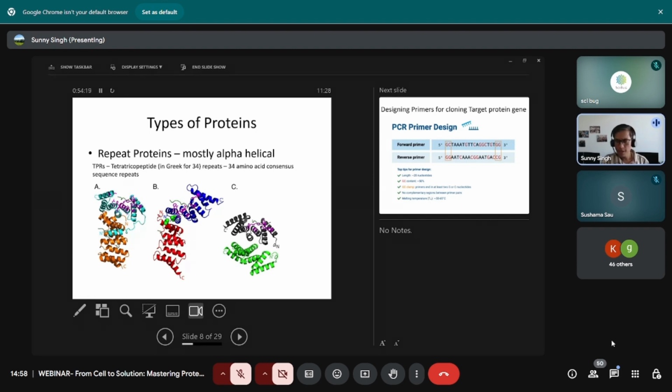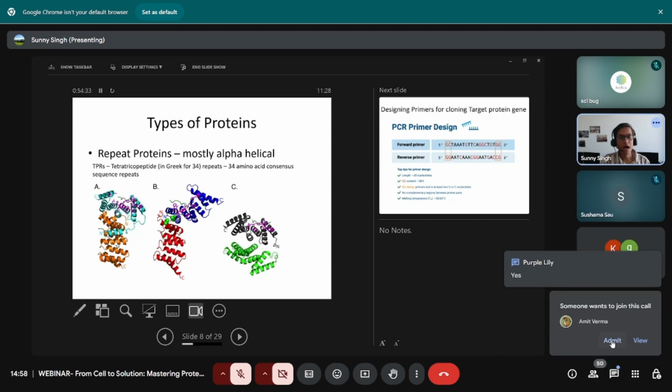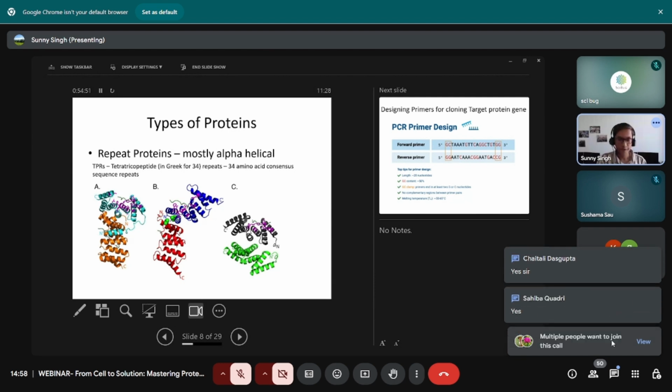Have you heard of amyloid proteins? Amyloid? Yes. Amyloids are beta sheet proteins. They are a typical example of beta sheet rich proteins. Prions, prion disease. Yes, sir. Prion disease also involves beta sheet proteins.